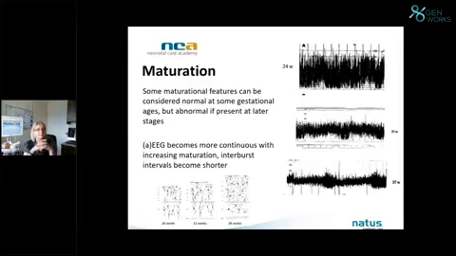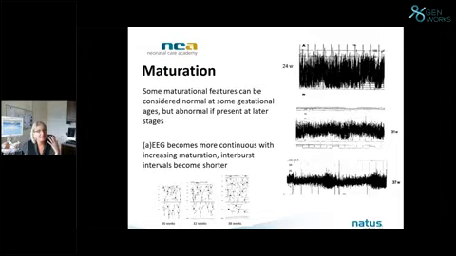So let's think about the maturation of the infant's brain, and let's put it in context again with the aEEG. Some maturational features are normal at some gestational ages, but they're abnormal if they're present at different stages. And what we do know, as we mentioned earlier, about the preterm aEEG is it becomes more continuous as the babies mature. And as the babies mature, those interburst intervals become shorter.